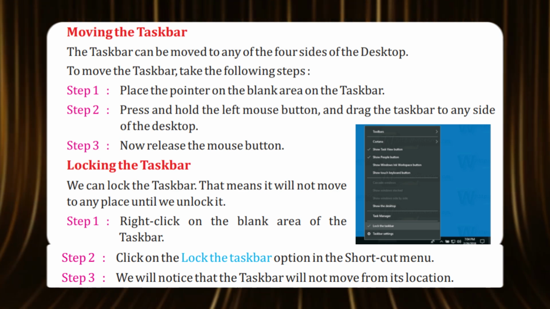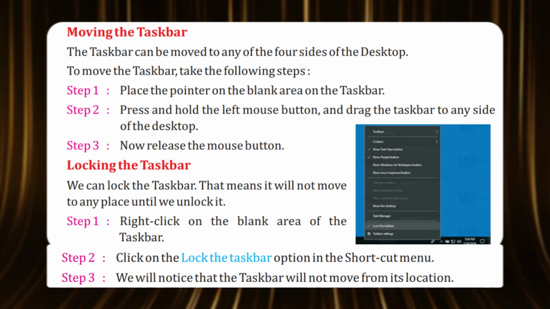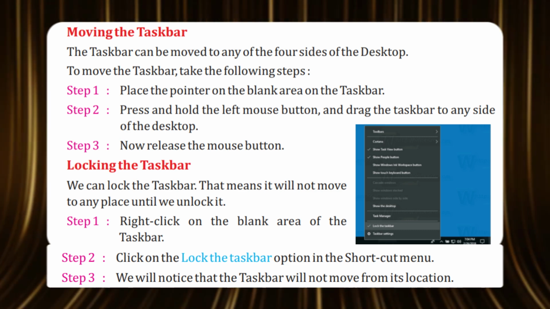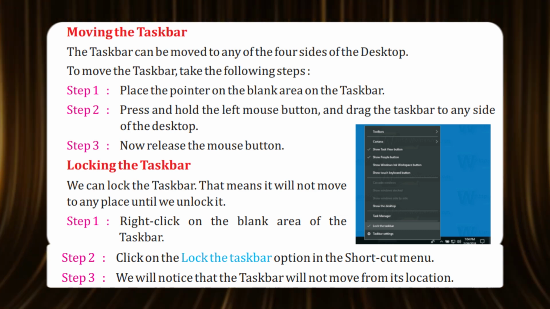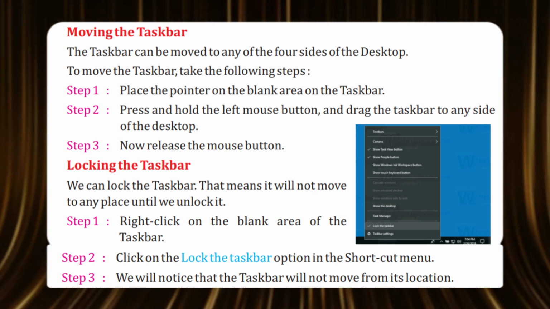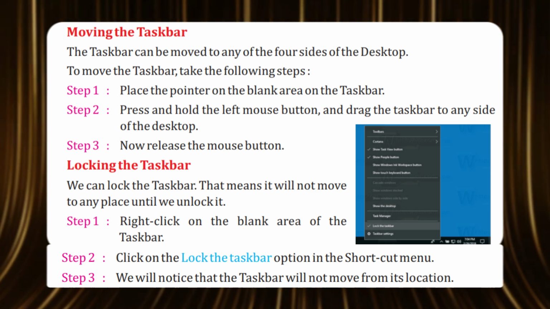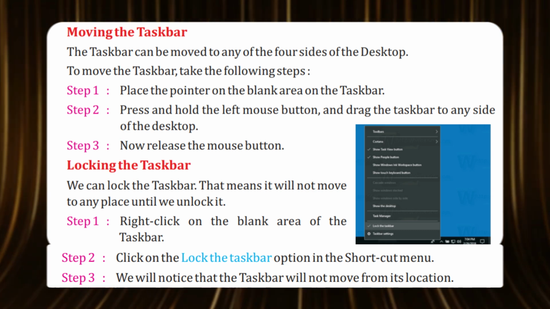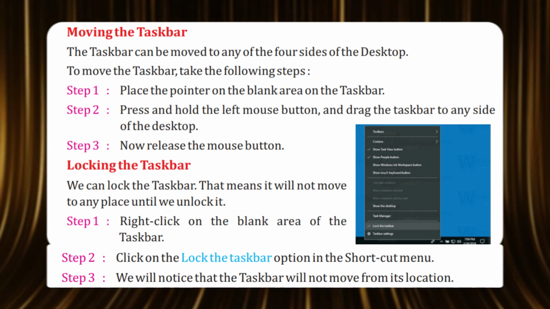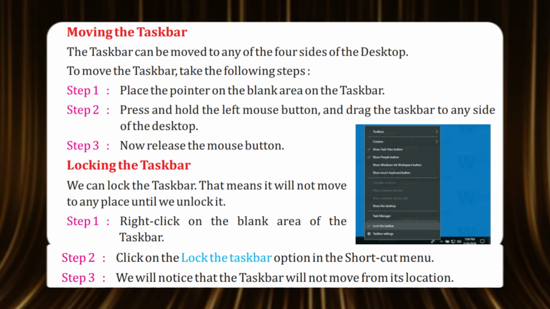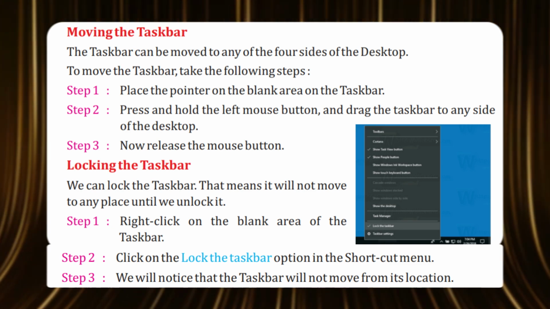Locking the taskbar. We can lock the taskbar. That means it will not move to any place until we unlock it. Step 1. Right-click on the blank area of the taskbar. Step 2. Click on the Lock the taskbar option in the shortcut menu. Step 3. We will notice that the taskbar will not move from its location.